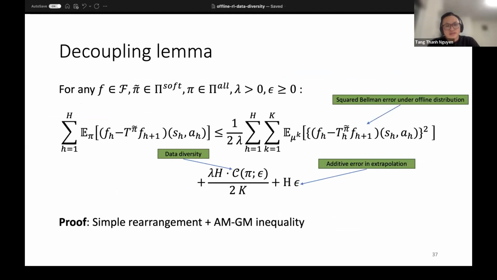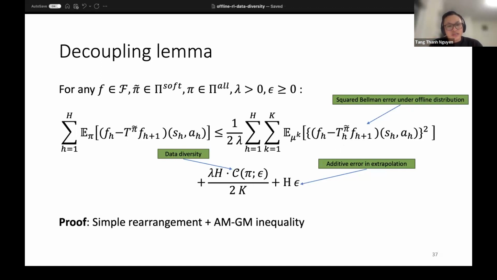Yeah, I see. Thank you for your great question. So let's look at this one. I think the intuition can be very simple when we look backward. So here the decoupling lemma basically says that on the left hand side is the Bellman error under the comparator policy pi. Okay, so pi is the policy that we want to compete against. And now in the right hand side, we have the square Bellman errors, but under the behavior policy mu. And then we have an extra term of data diversity.